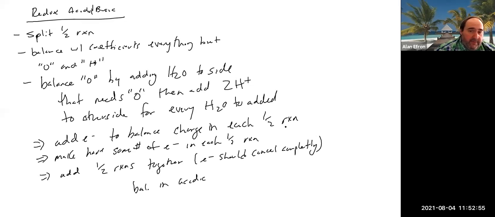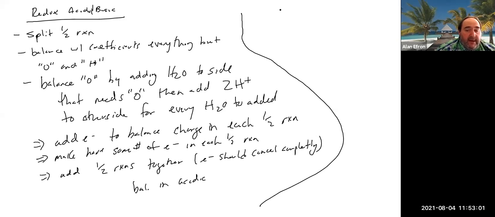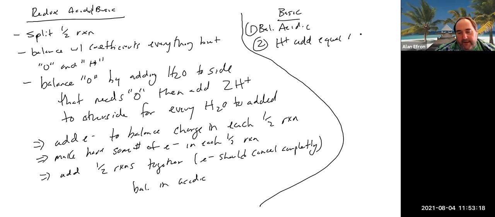Remember that if it is basic conditions, the easiest way to approach it is to basically do everything like you just did there in acidic. So balance it in acidic conditions. Then at the end, you will have some H plus. So you want to add an equal number of OH minus to both sides.